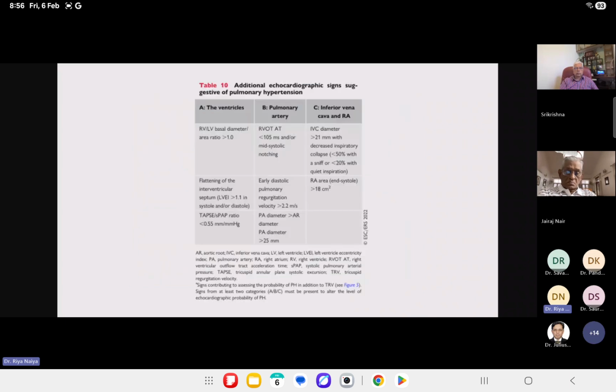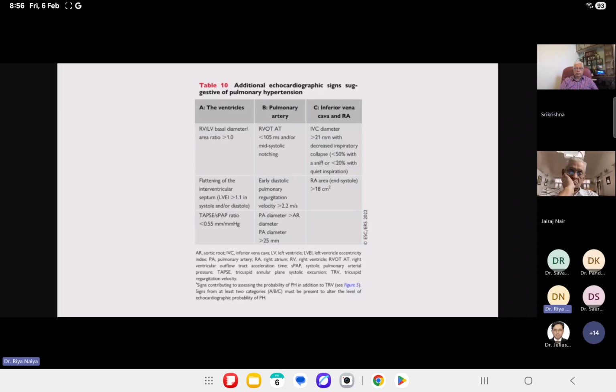So from the ventricles, we measure the RV-LV basal diameter area ratio, flattening of the interventricular septum, and the TAPSE-SPAP ratio. For the pulmonary artery, we measure the RVOT acceleration time, early diastolic pulmonary regurgitation velocity, and the PA diameters. For the IVC, we measure the IVC diameter, which, if more than 21 mm with decreased inspiratory collapse, is considered significant, and the RA area.